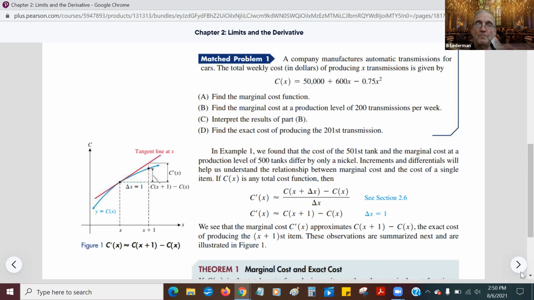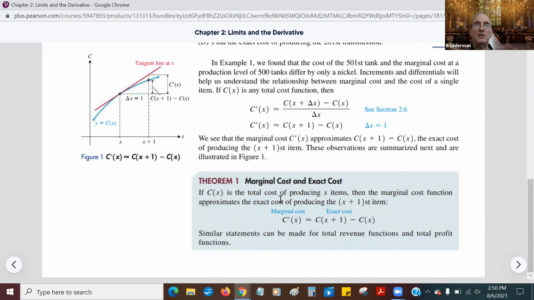Okay, theorem 1. If C of X is the total cost of producing X items, then the marginal cost function approximates the exact cost of producing the X plus first item, which is C prime of X is approximately C of X plus 1 minus C of X. And we're saying this about cost, but we could have said this exact same theorem, but substitute the word revenue for cost, or substitute the word profit for cost. So in other words, this formula applies to all three of these things.